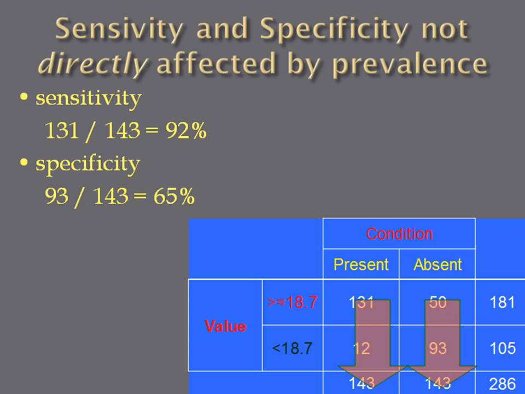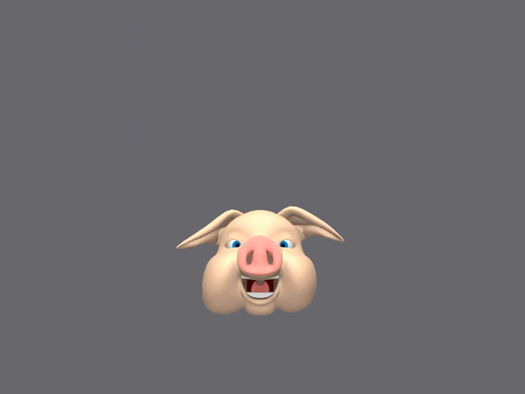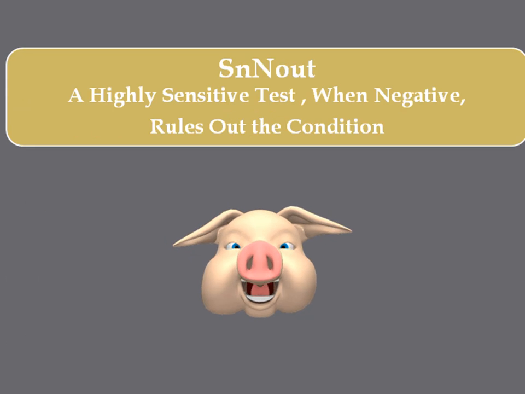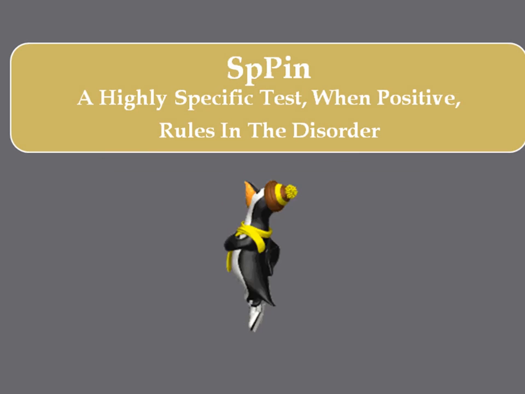So we have a test and we have a condition. If the test is 92% sensitive and 65% specific, how can we translate that into whether the patient has the condition or not, at least in the study population? Well, we can use an acronym to translate this into usable information. The acronym for sensitivity is SNOUT. That translates into a highly sensitive test when negative is more likely to rule out the disorder. The acronym for specificity is SPIN, meaning that a highly specific test, when positive, more likely rules in the condition.